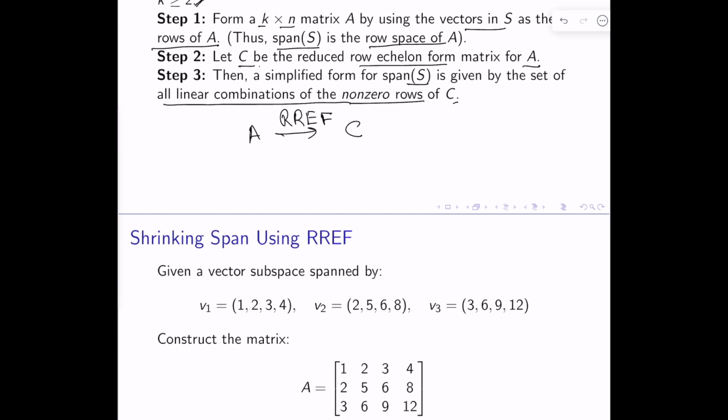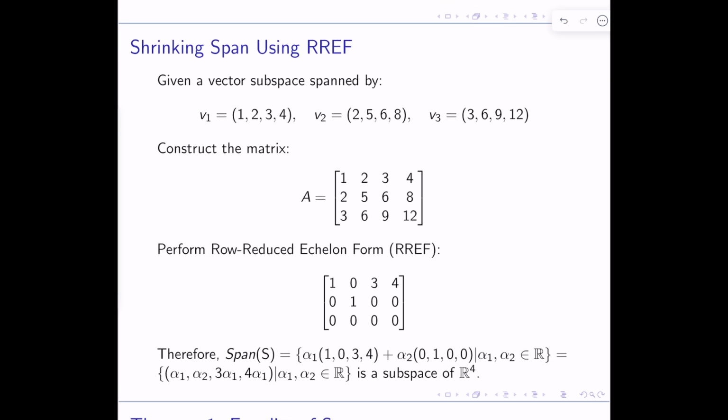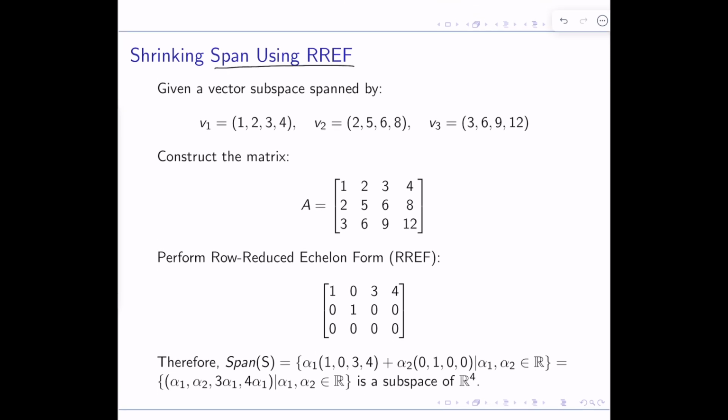Okay, so let us see one example. Sometimes we call it shrinking span using RREF, right? So let us say we have three vectors in R4. As you have seen, the minimum number of vectors required to generate R4 is four. So definitely this is not going to span the entire R4, right? Because R4 requires four linearly independent vectors to generate it, similar to R2.